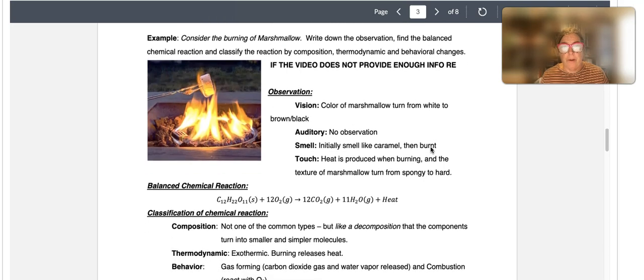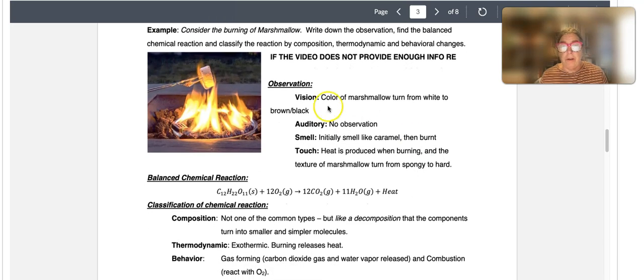Here's an example. You watch the video, you see a reaction, you make observations. Vision, what happened? The marshmallow turns white to brown black. Auditory, you can't. Smell, obviously you can't smell through the video, so you can't put anything there unless the person who made the video says it smells like so-and-so, then you can put it in. Touch, again, you can't tell, but if they put a thermometer in, or they say it's getting hot, then you can put that in as an observation.